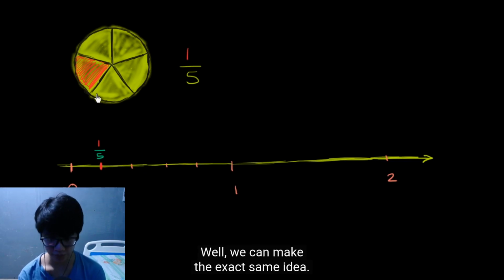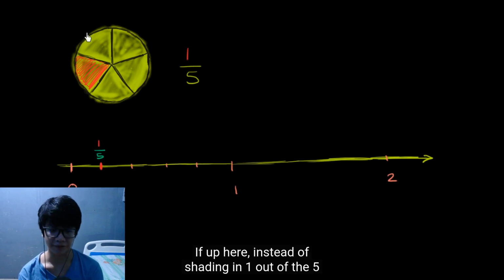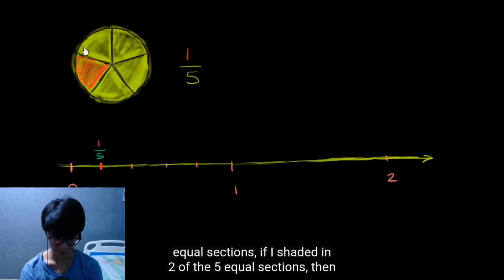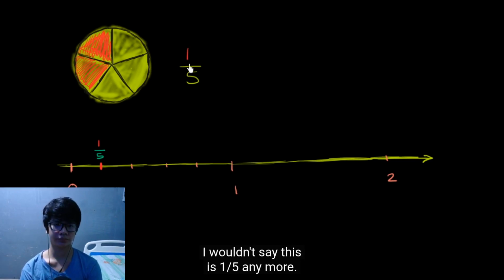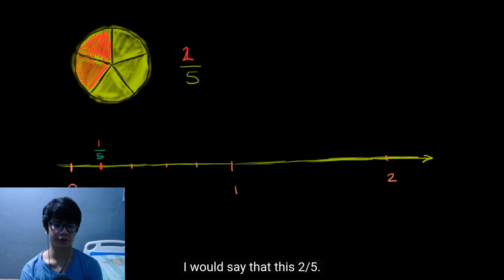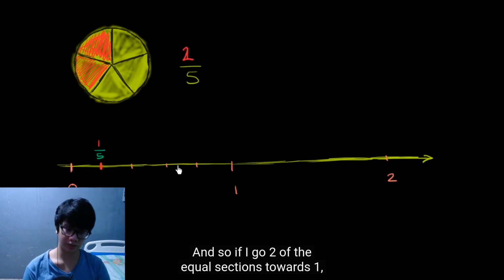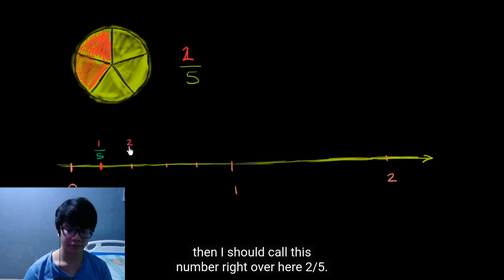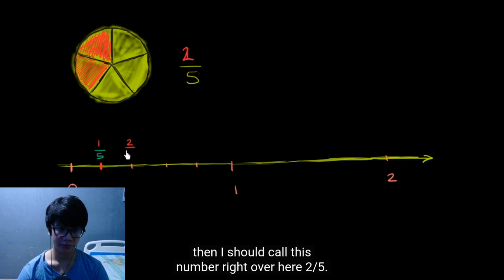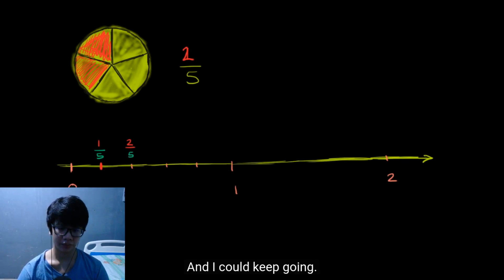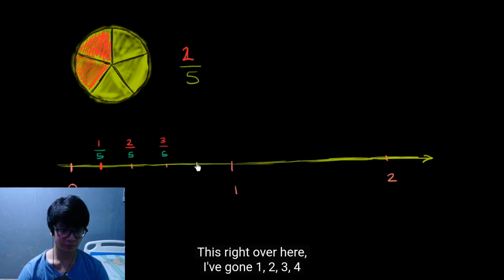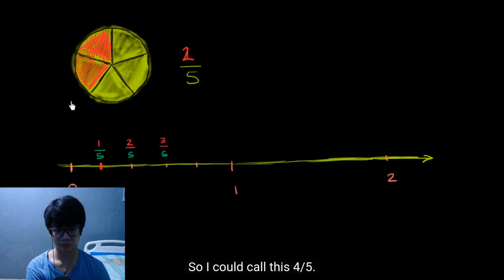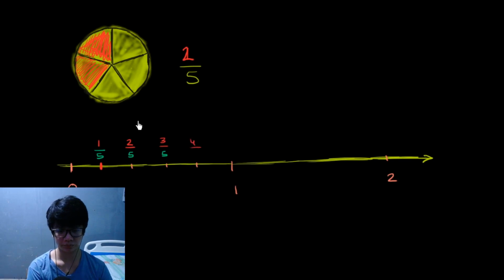Well, it's the exact same idea. If up here, instead of shading in 1 out of the 5 equal sections, I shaded in 2 of the 5 equal sections, then I wouldn't say this is 1/5 anymore. I would say that this is 2/5. And so if I go 2 of the equal sections towards 1, then I should call this number right over here 2/5. And I could keep going. This right over here should be 3/5. This right over here, I've gone 1, 2, 3, 4 out of the 5 sections towards 1. So I could call this 4/5.